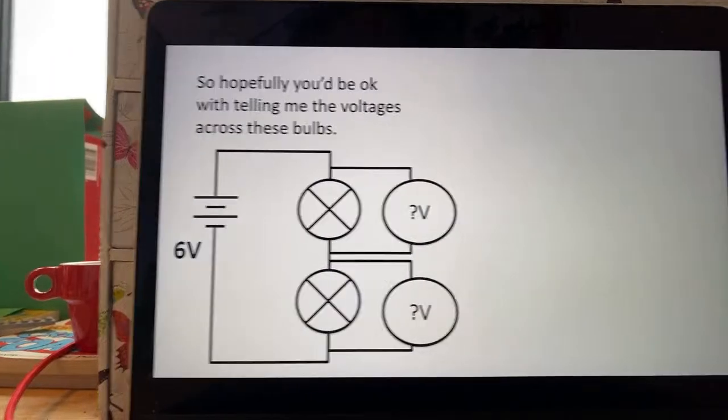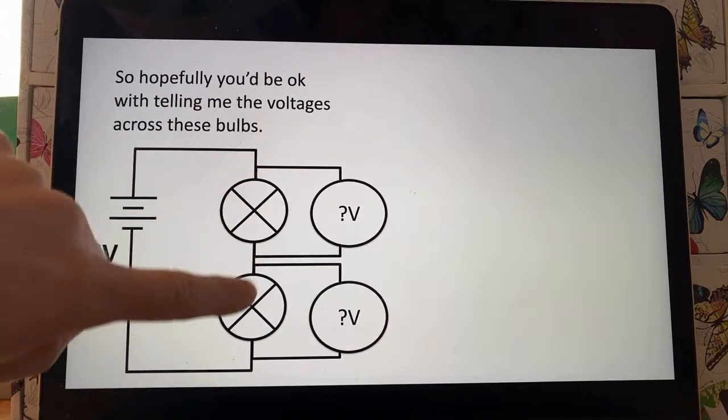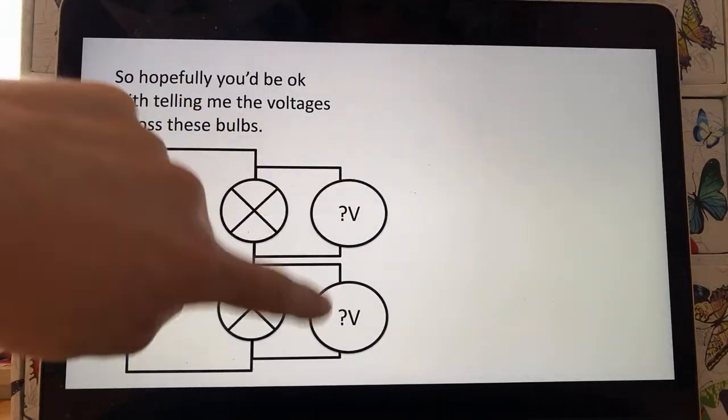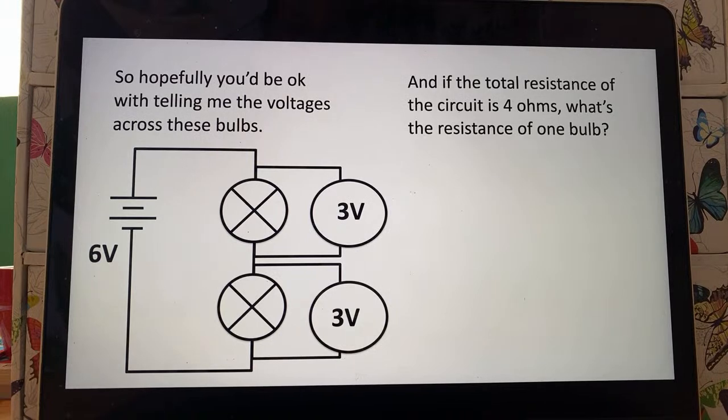So if I show you this, I'm thinking you will not have any problems with this. We've got a series circuit with a 6-volt battery in it, 2 identical bulbs, and voltmeters across each bulb. I'm hoping you could tell me pretty much straight away what the voltage across those bulbs is, what each voltmeter is going to say. 3, 2, 1. Hopefully you said 3 volts each, yeah? They're identical bulbs, so they're sharing the voltage.